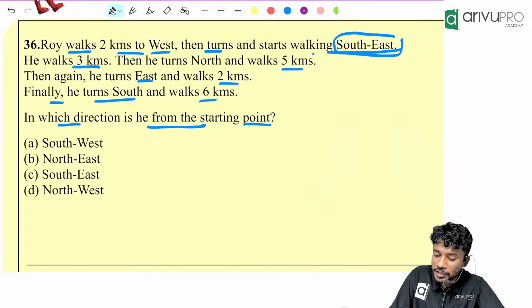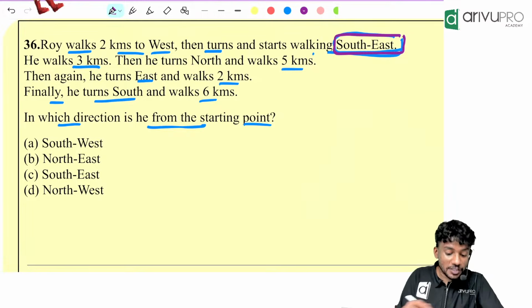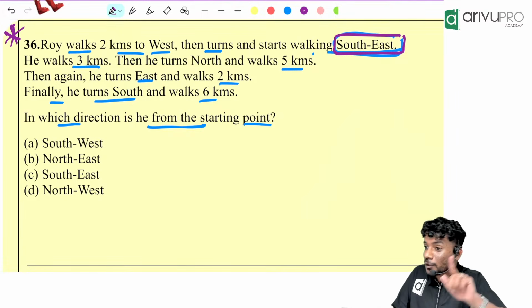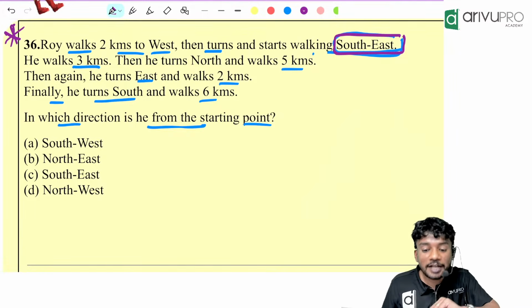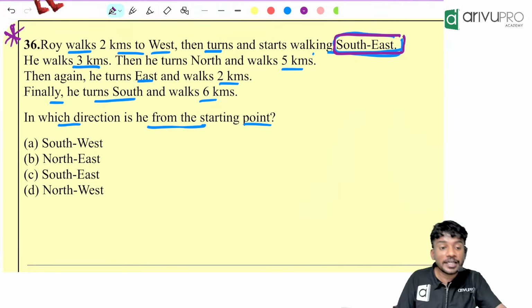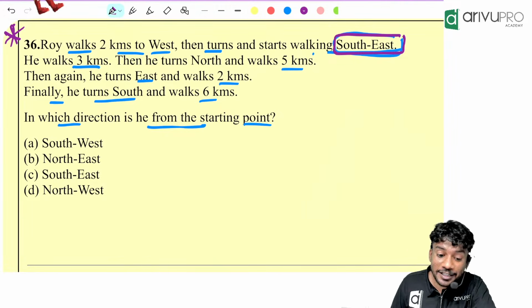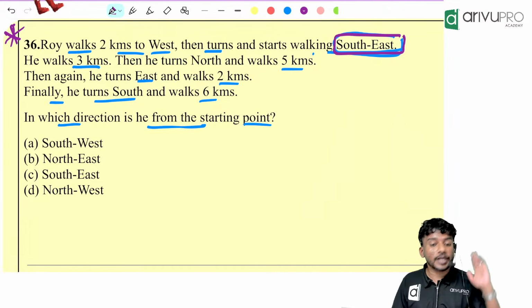People, look here. Southeast is mentioned. Good question. That means can we directly use our shortcut over here? We can't use our shortcut here. So instead, what will you do? You will start drawing. How to draw?